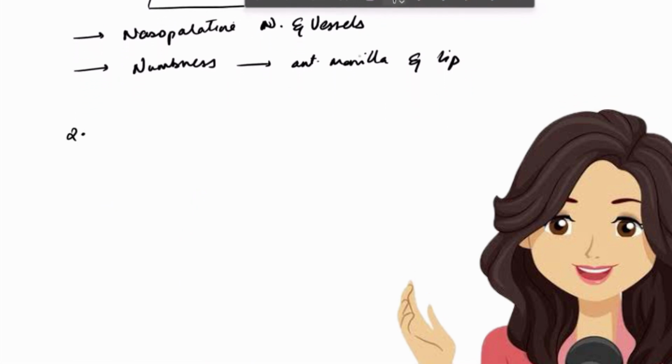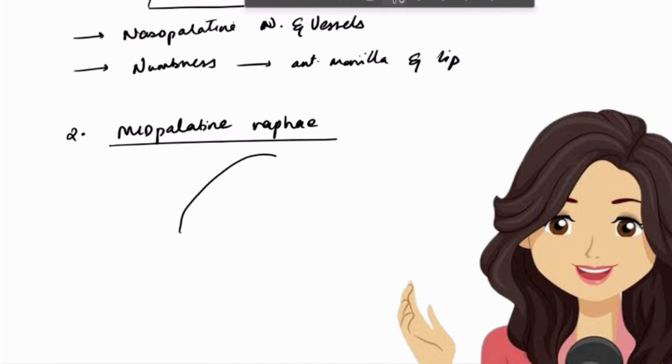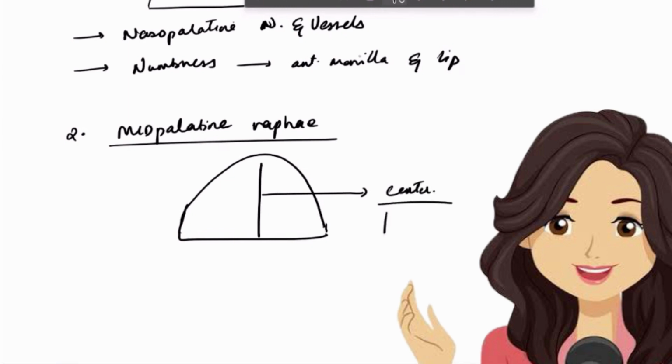The second relieving area is your mid-palatine raphe. Mid-palatine raphe is basically the fusion of two palatine processes. So it is present in the center here. It is the fusion of two palatine processes.